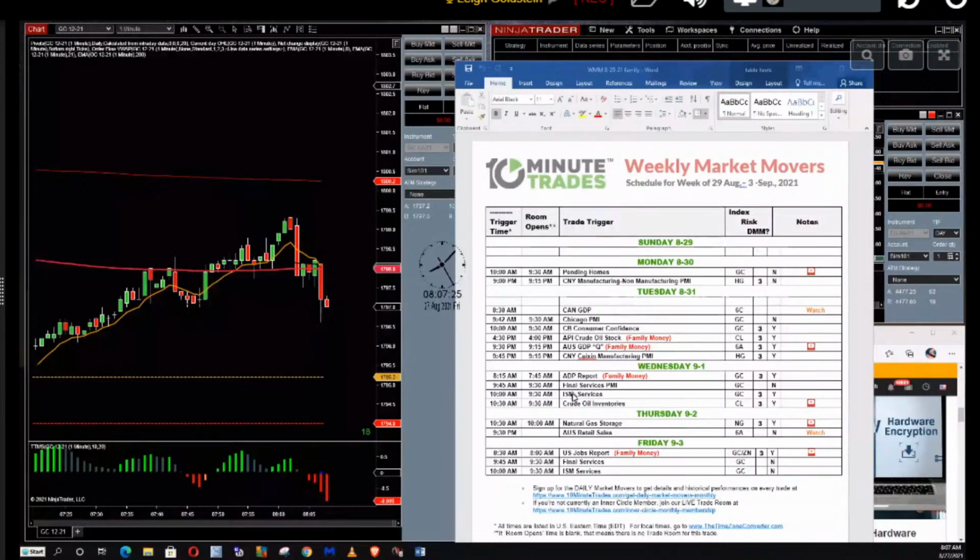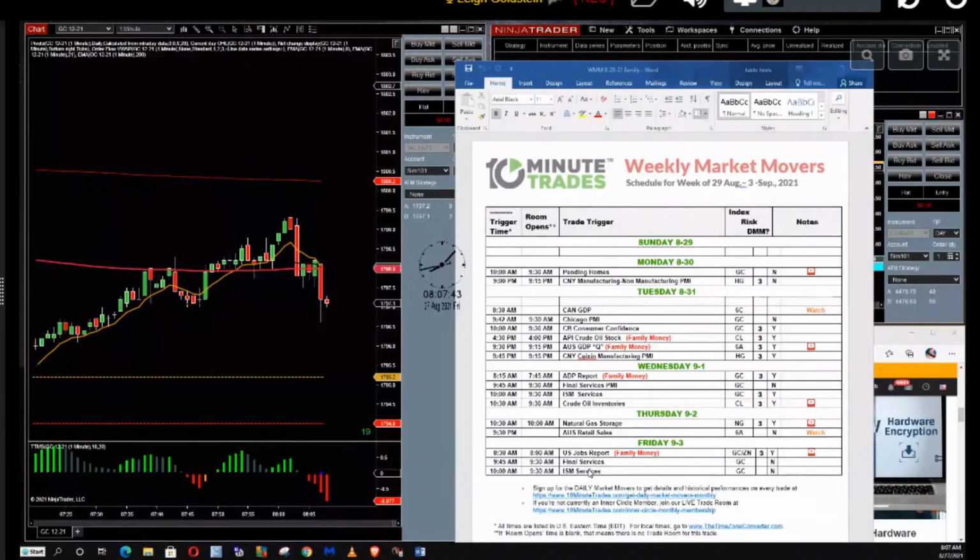Final services, ISM services on Wednesday also. Crude oil on Wednesday, natural gas Thursday. U.S. jobs report Friday is a big one. And then final services and ISM services Friday also.